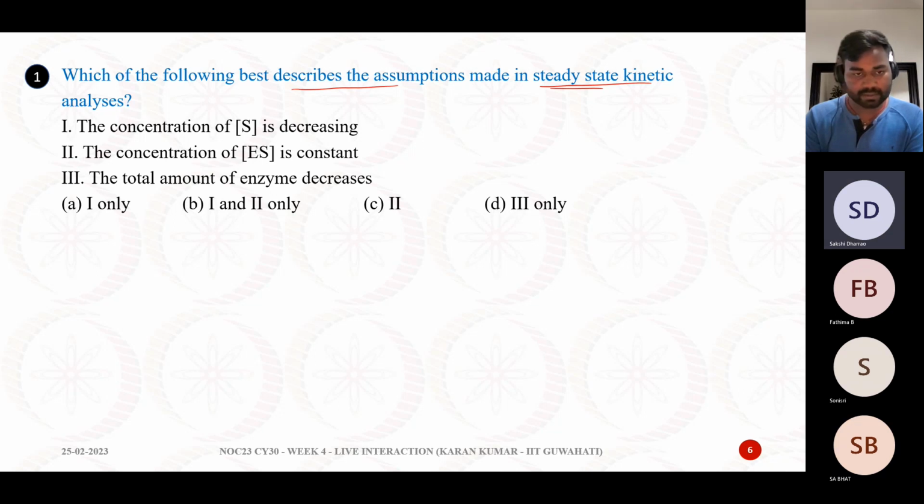Yes, sir. Okay, any other option? Option C, only the second one. Okay. Any other? One for option 1, or one for option 2, or one for this. Anyone else?